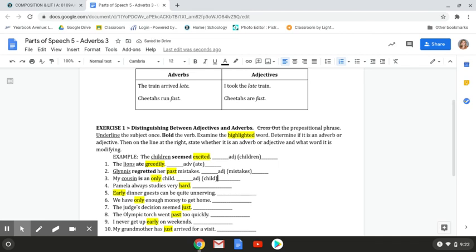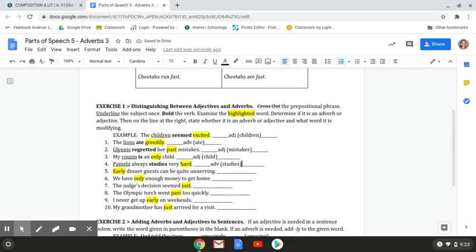Number 4, Pamela always studies very hard. My subject would be Pamela. Studies would be my verb. Okay. The word that is highlighted is hard. What is hard modifying? Is it modifying Pamela or how she studies? It is definitely modifying how she studies. Studies is my verb, therefore hard is an adverb. Modifying studies.